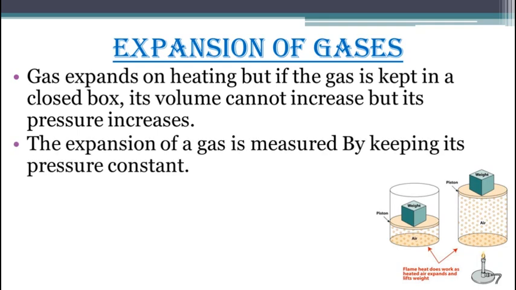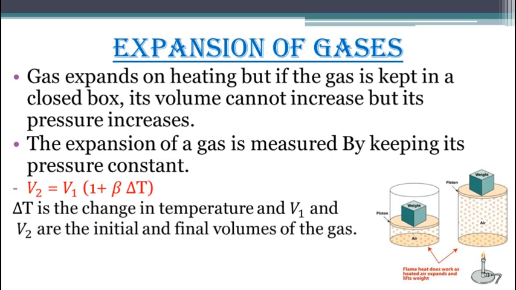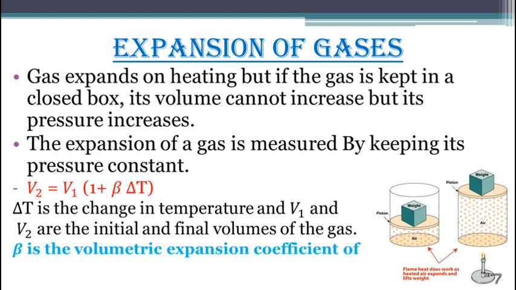The expansion of a gas is measured by keeping its pressure constant, and this volumetric expansion coefficient is called the constant pressure expansion coefficient. It is given by this formula: V2 equals V1 into (1 plus beta delta T). This is the equation for the expansion of gases. Here delta T is the change in temperature, V1 and V2 are the initial and final volumes of the gas at constant pressure, and beta is the constant pressure expansion coefficient of the gas.